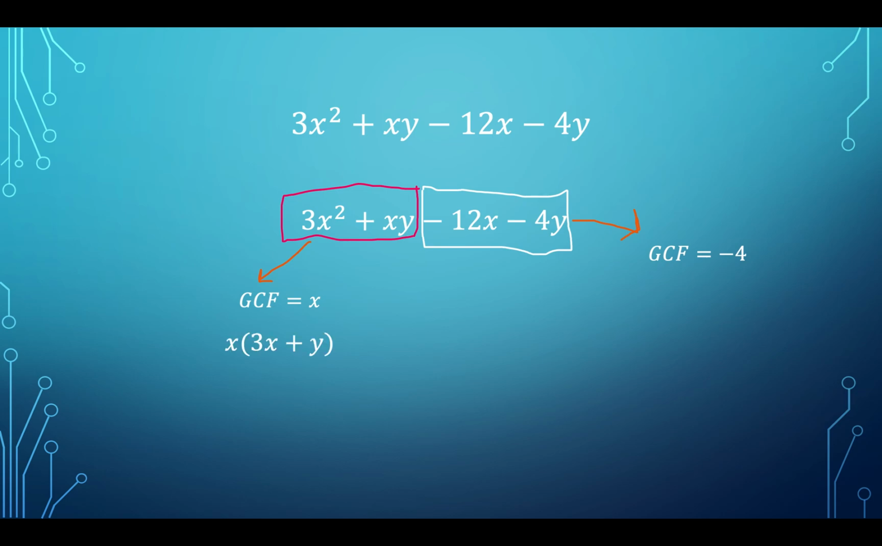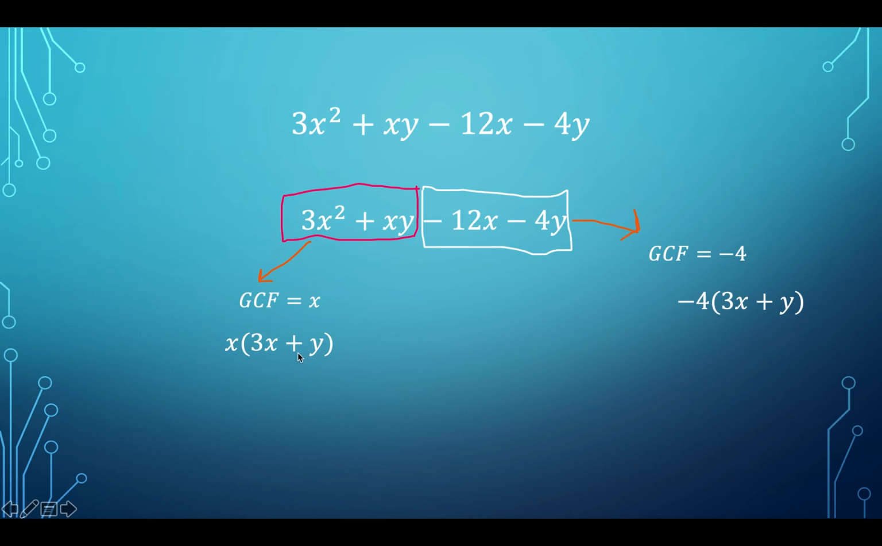Now what we're going to do is work our way backwards. Now we're going to factor. If our greatest common factor is x, how am I going to get 3x squared back? I've got to multiply by 3x. How am I going to get xy back? I've got to multiply x by y. This side of the problem is now completely factored. And then let's work with this one. If the greatest common factor is negative 4, we put our negative 4 on the outside of the parenthesis. How do we get negative 12x back? We've got to multiply by 3x. And how are we going to get negative 4y? We've got to multiply by positive y.